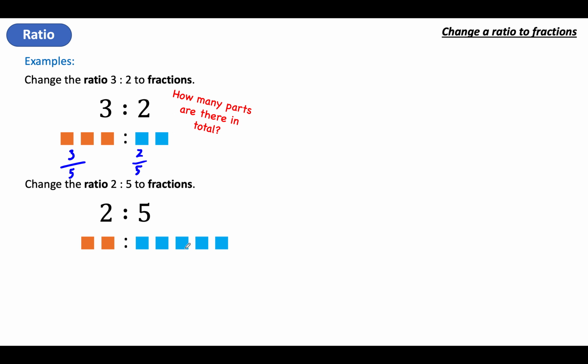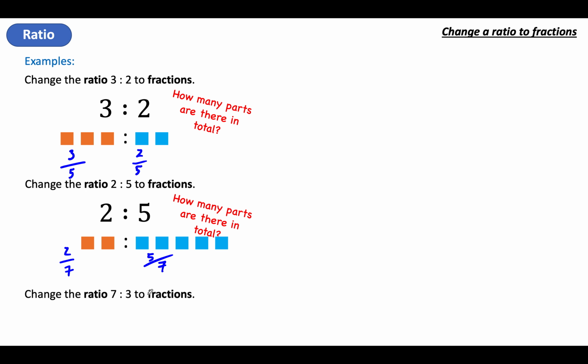And again, if we change the question, instead of saying just change that ratio to a fraction, if I said what fraction of these blocks here are orange, you would say, hopefully, 2 out of 7 blocks. And if I said what fraction of blue, you would hopefully say 5 out of 7 blocks. That's it. So you add together the ratio to find out how many parts. That's the bottom of your fraction. And the top of the fraction is just the number from the ratio. So again, it's always how many parts are there in total.